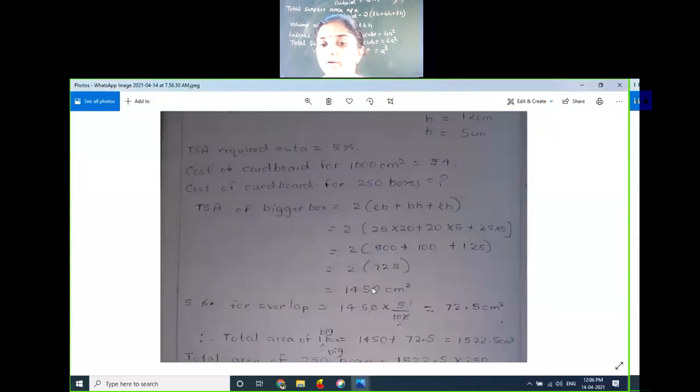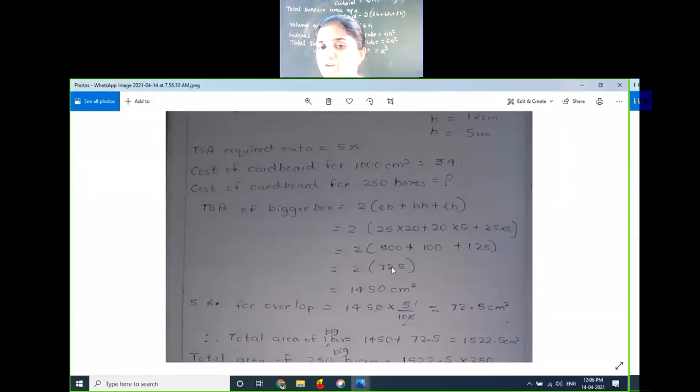So in this, we have to take 5% extra of the TSA. So 5% for overlap is equal to 5% of 1450, which is 1450 into 5 by 100. Here 0 cancels, then simplify: 72.5 centimeters square. For overlapping we need 72.5 centimeters square.